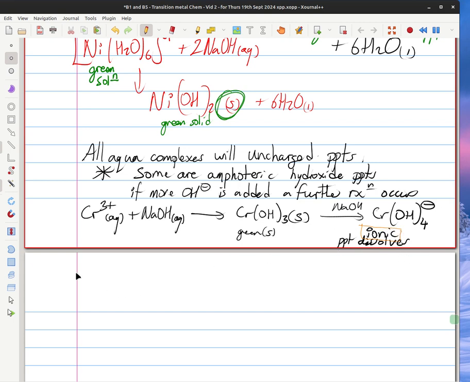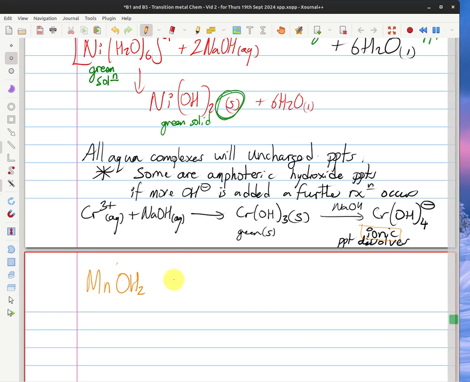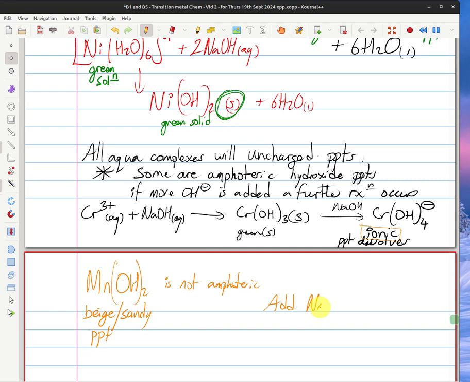The non-amphoteric ones, manganese hydroxide, Mn(OH)2, put a bracket there, is not amphoteric. Which is a beige color precipitate, beige, or sometimes sandy is used. Well, no, that's a bit dodgy because sand can have different colors, right? Most people think of it as a pale yellowish, creamy yellow. Beige is a better word, I think. Sandy colored precipitate. It's not amphoteric, so if I add NaOH, nothing happens. Precipitate remains.